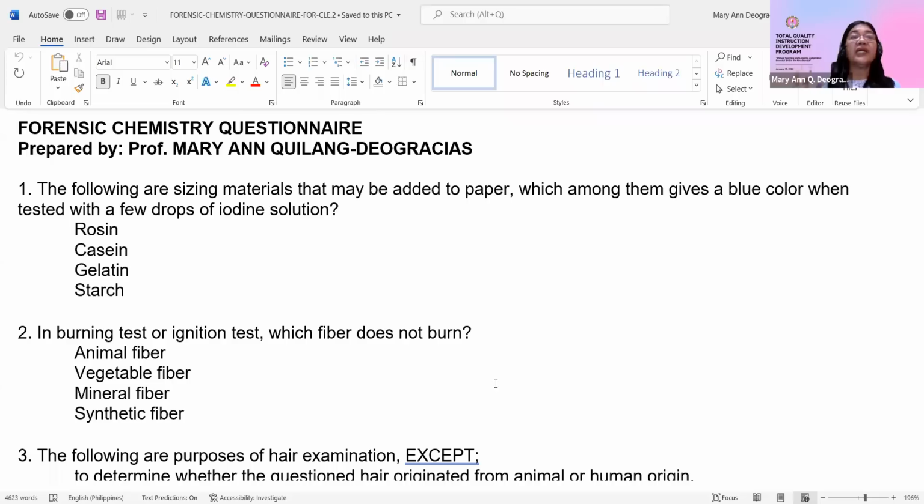So yung ating rosin, ang test reagent niyan is ether. Okay. So you can write it down. The test reagent for rosin is ether. Then casein is Millon's reagent. And then gelatin is tannic acid. Okay, so the answer is starch.